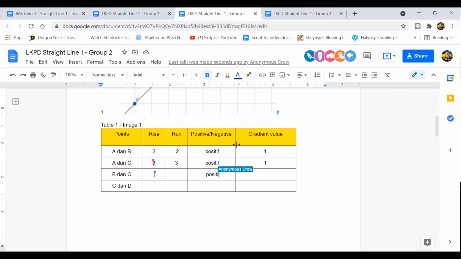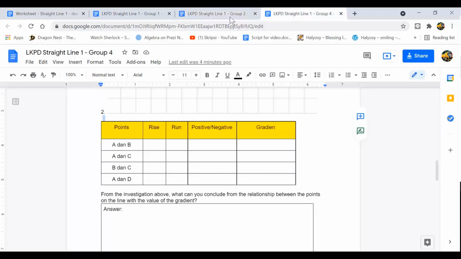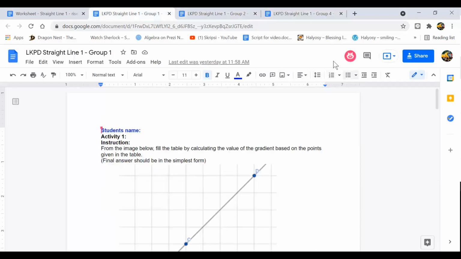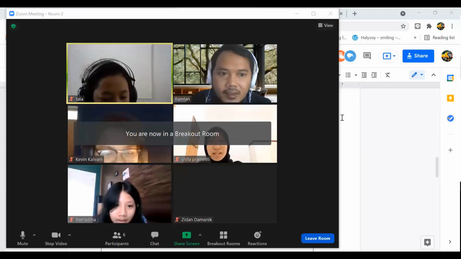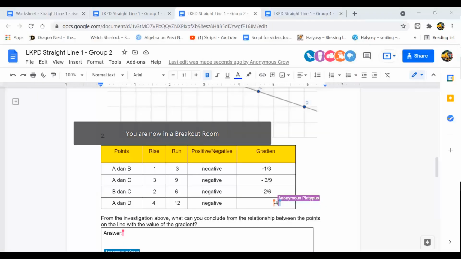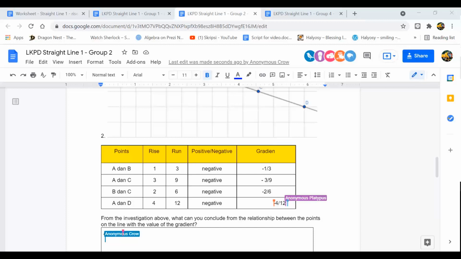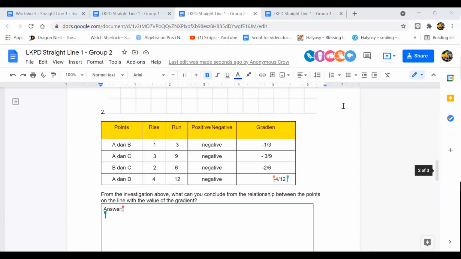Okay, I can see that you guys are doing it. I'm going to group 2. Group 1, sorry. Okay, guys, I see that you're almost done. But I would like you to make the second table into the simplest form of fraction.